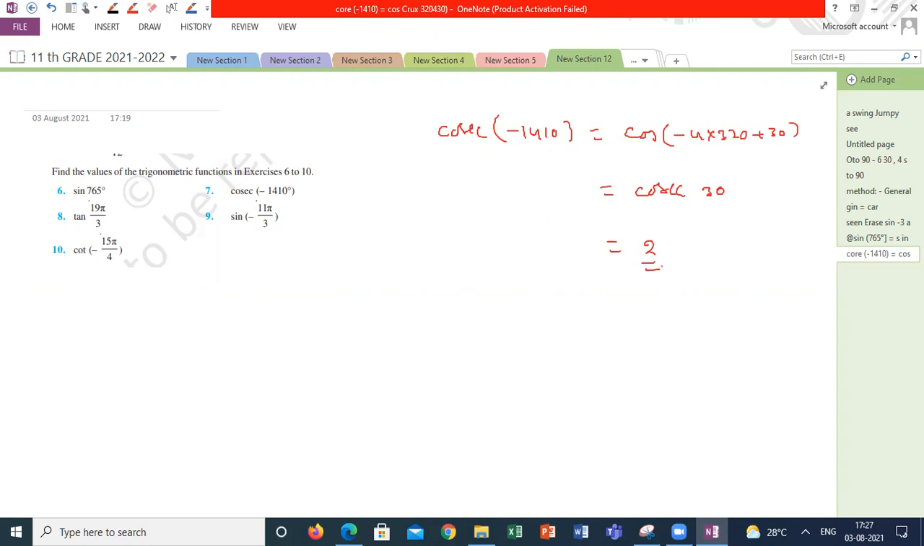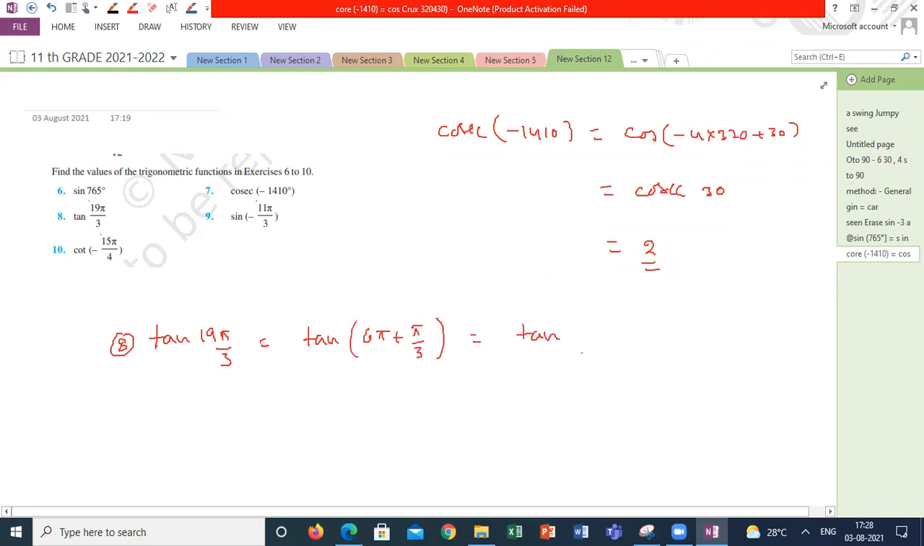Please try the same way: tan 19 pi by 3. So, in radians, tan 19 pi by 3, how can we write it? 6 pi plus pi by 3. This is nothing but tan of 3 into 2 pi plus pi by 3. What does this mean, guys? Complete 3 revolutions plus pi by 3.